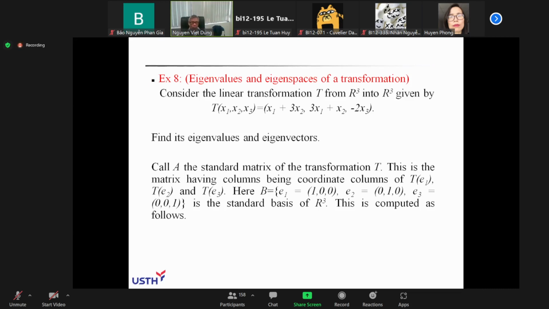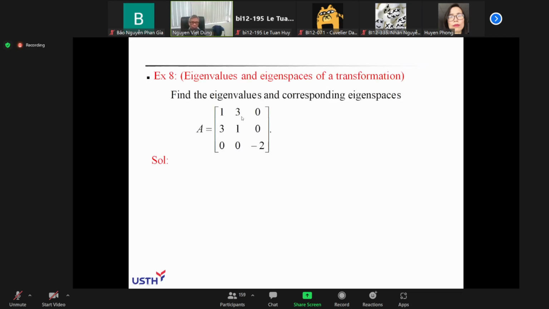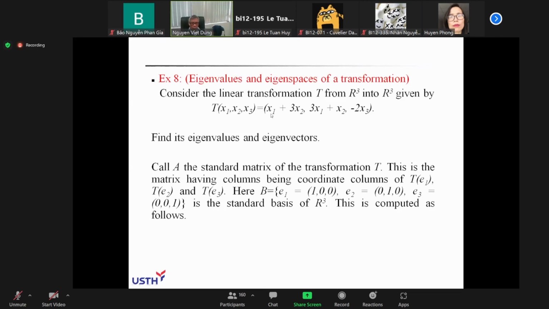However, I explained to you last Wednesday already that you can look at the expression here and you can find it. Okay. 1, 0, 0, then 1, 3, 0, because there is no x3 in this expression. And the next one 3, 1, 0. And the last one will be 0, 0, minus 2. So it is here.